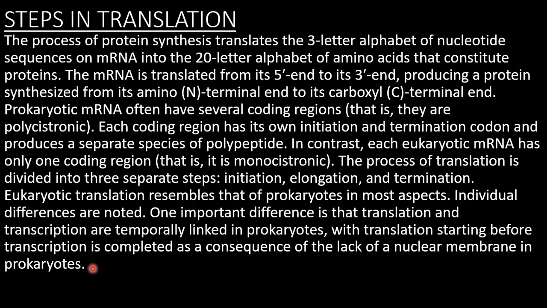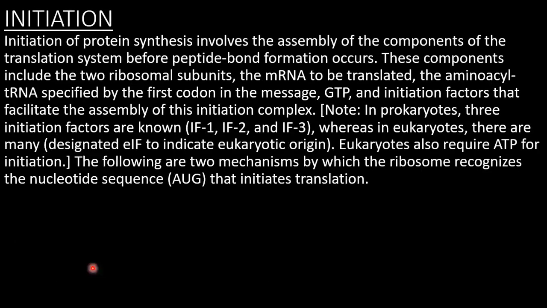But in eukaryotes, you have a nuclear membrane. So transcription will occur in the nucleus, but translation will occur in the cytosol. So the messenger RNA has to be transcribed first, then it will move from the nucleus into the cytosol for translation to occur. Now, let's look at initiation.